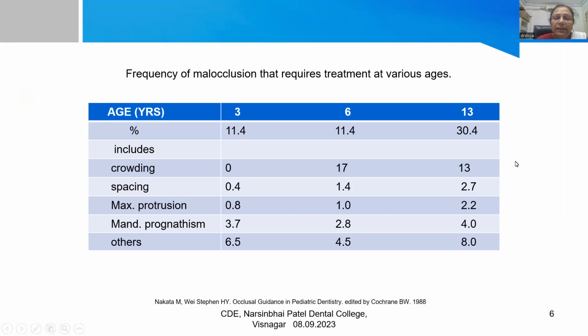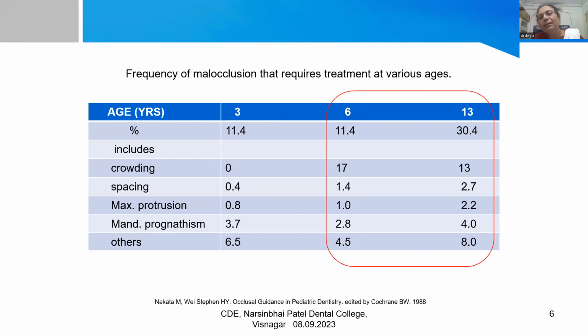So this is a survey done in 1988 in Japan, that from 3 years, 11.4% of malocclusion is there, and which remains static up to 6. But as soon as the exchange of dentition is taking place, it increases to 3-fold.